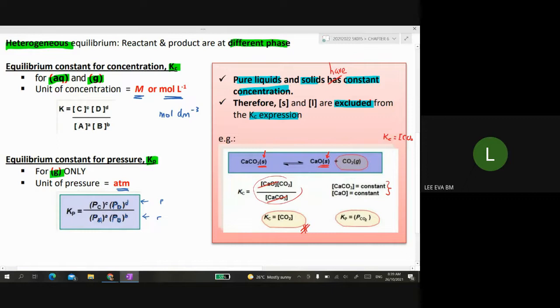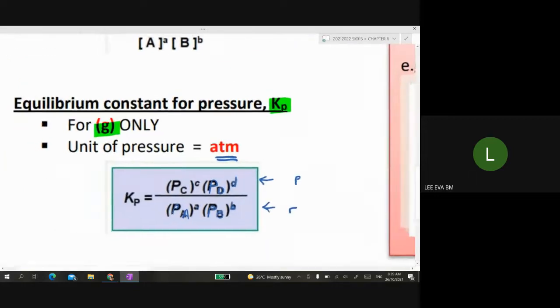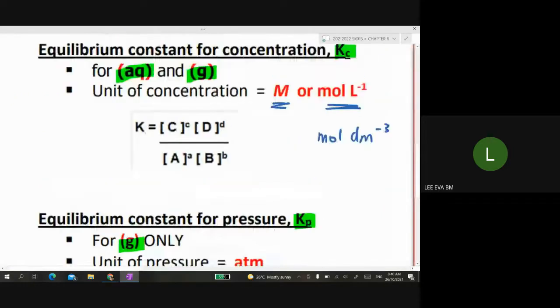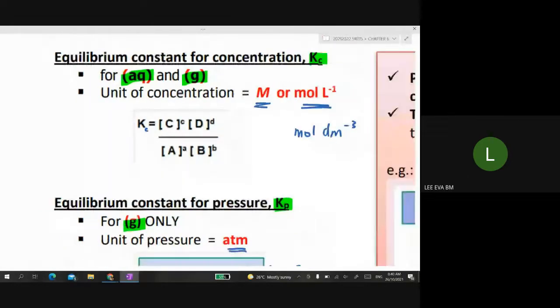Okay. Symbol for the pressure, we just stick to the capital letter P. So if you notice here, we use normal brackets only, because we have the symbol P. Compared to the Kc just now, the bracket is a square bracket. It has its meaning. So square bracket represents concentration.